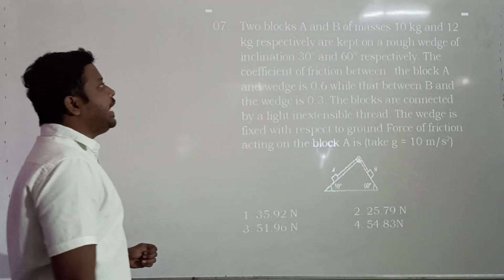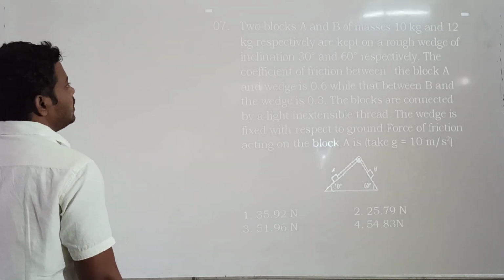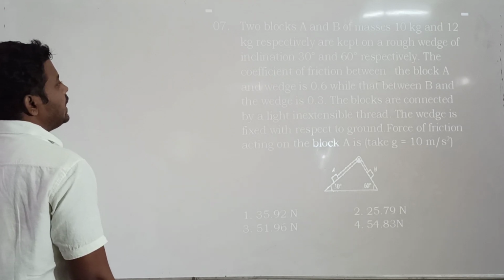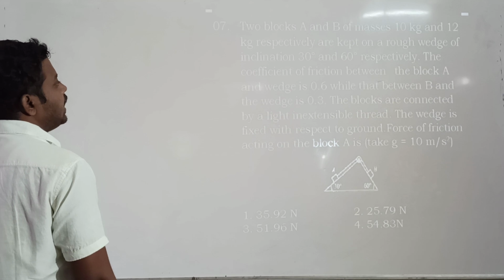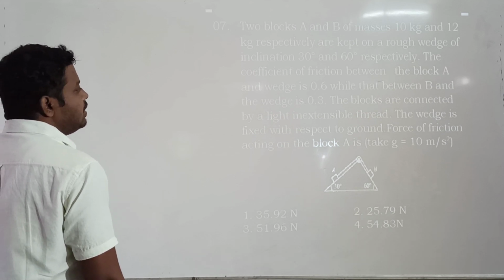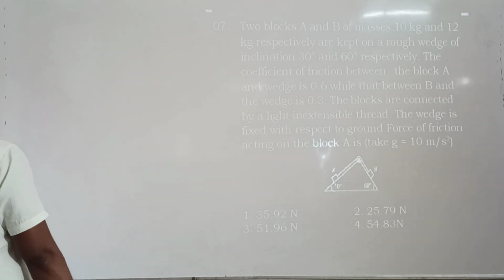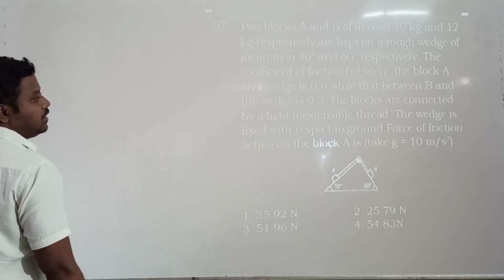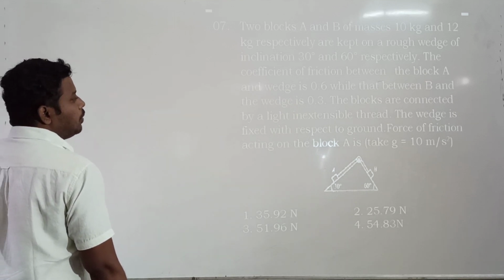Two blocks A and B of masses 10 kg and 12 kg respectively are kept on a rough wedge. Inclination values are given as 30 degrees and 60 degrees. The coefficient of friction between the block A and wedge is 0.6, while between B and the wedge is 0.3. The blocks are connected by a light inextensible thread. The wedge is fixed with respect to ground. So what is the force of friction acting on the block A?